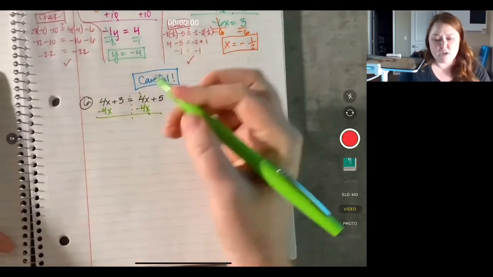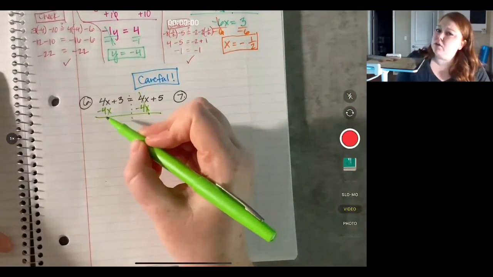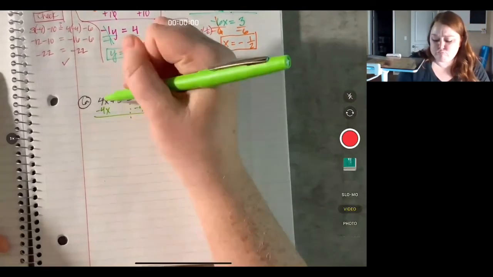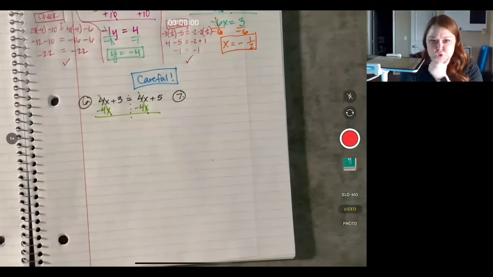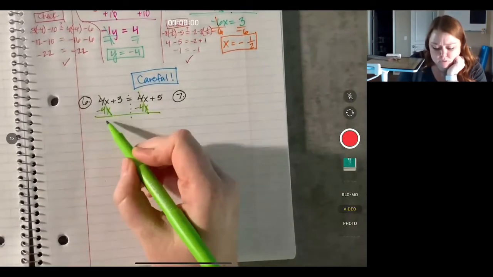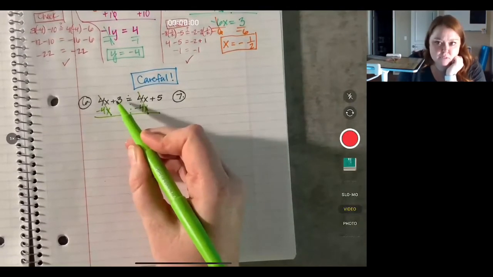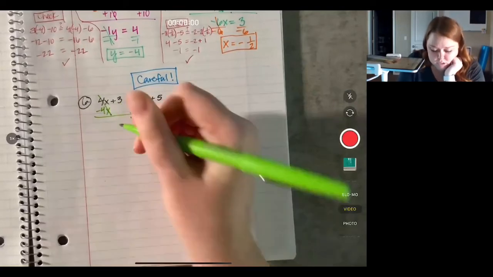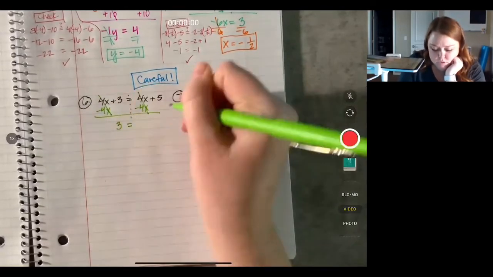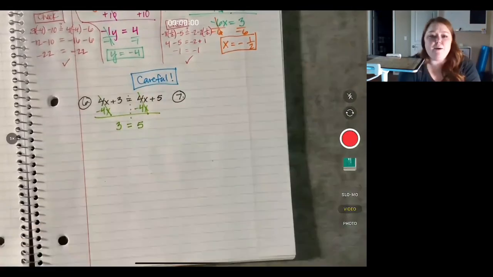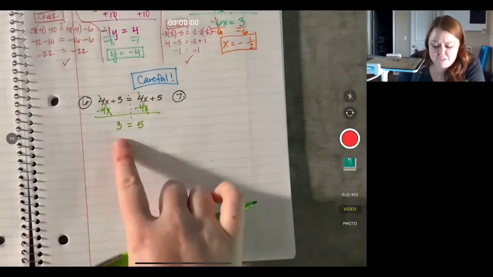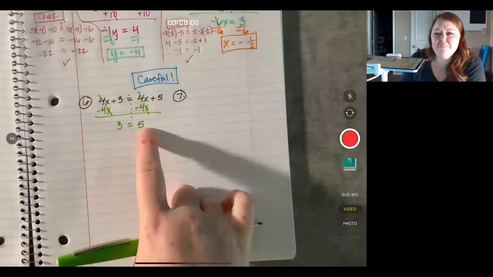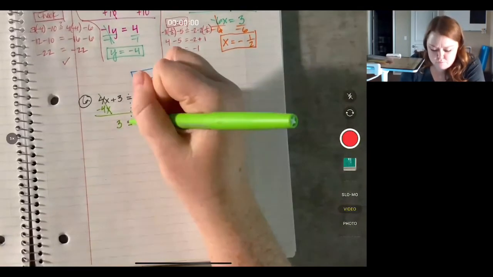Cancels right there. And then I go right here and go, 4x minus 4x cancels over there also. So what are we left with? Well, that's a 0, but I don't have to write the 0 because there's something over there. There's a positive 3 on the left, and there's a positive 5 on the right. But you need to ask yourself, does 3 equal 5? No.